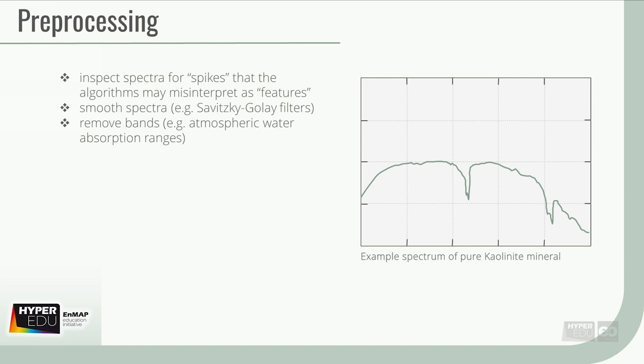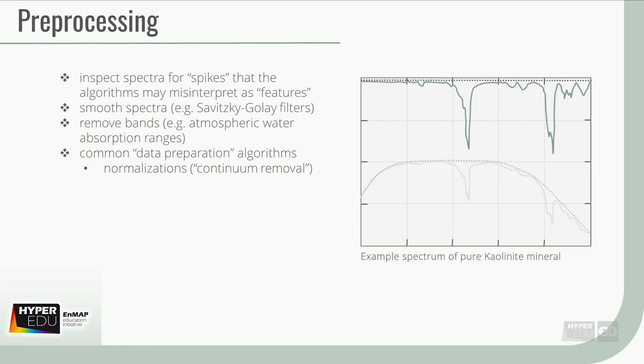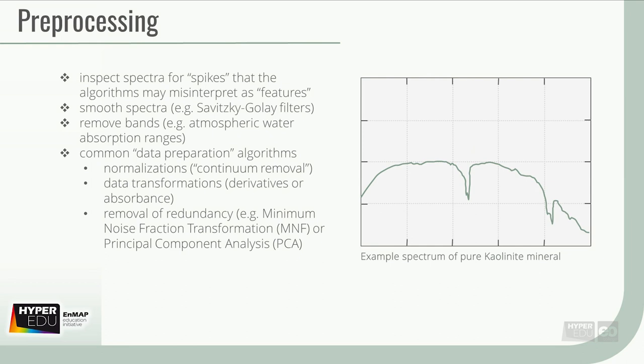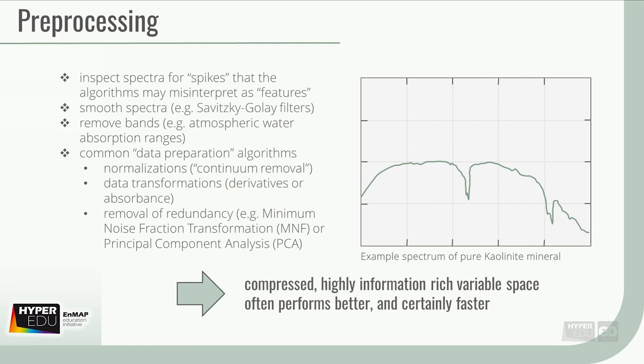Then, popular and readily available smoothing algorithms are, for example, the Savitzky-Golay filters. Other commonly used data preparation algorithms are normalizations, such as, for example, the continuum removal, or data transformations such as working with derivatives or absorbance. Also worth mentioning are pre-processing techniques that reduce the variable space by removing redundancy from the large number of highly correlated hyperspectral bands, for example, the minimum noise fraction transformation or principal component analysis. Often, a compressed but highly information-rich variable space performs actually better, and certainly faster.